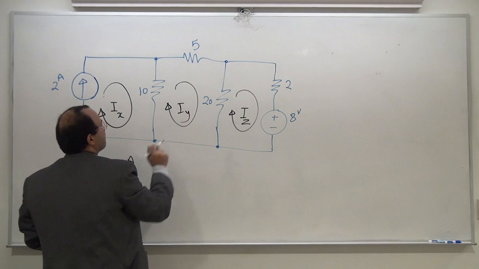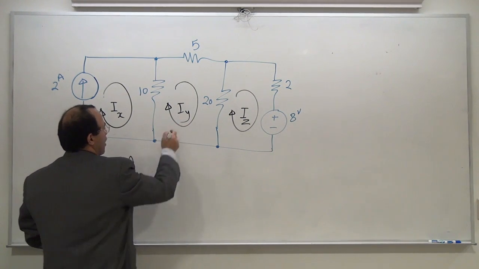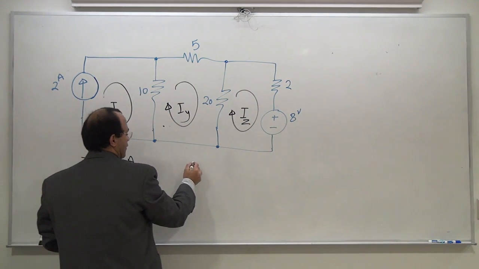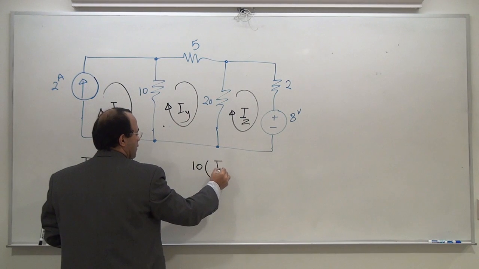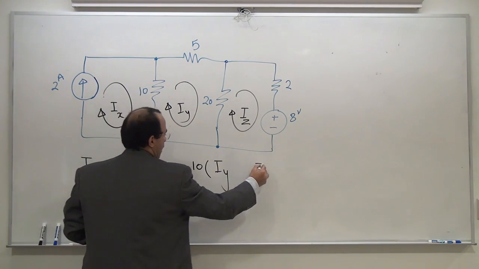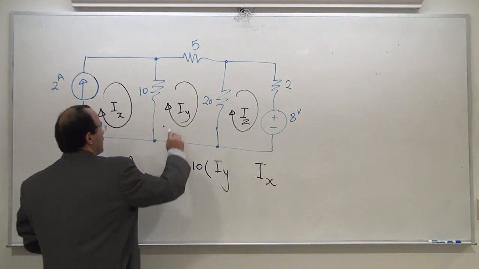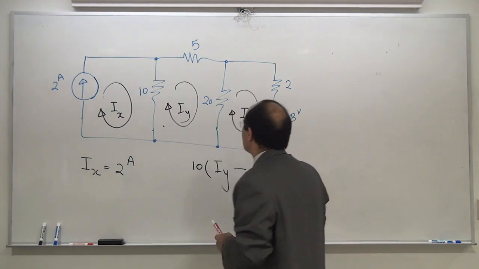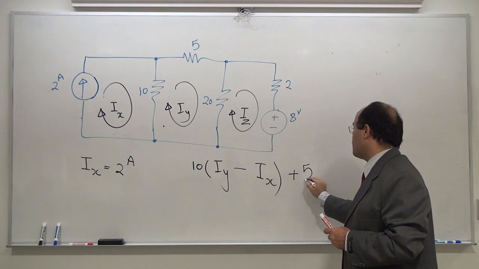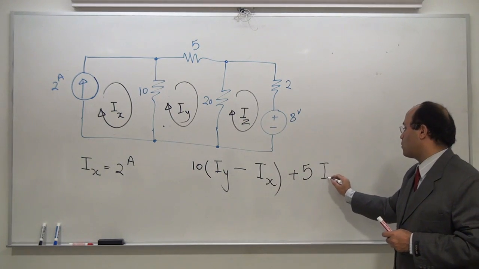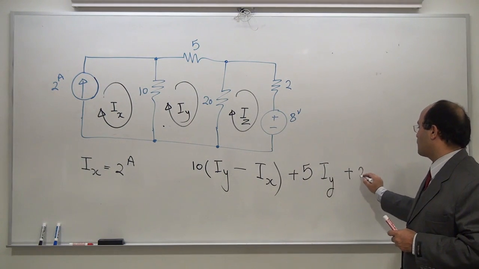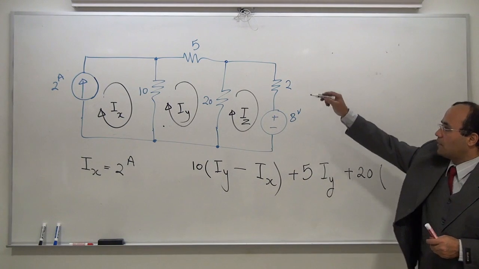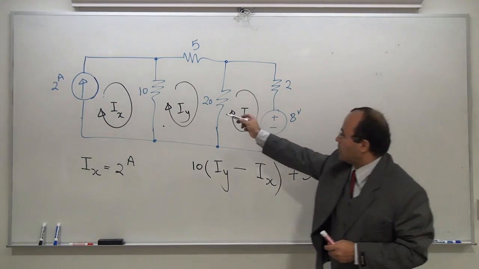Loop number Y. Loop label Y. So I'm going to start from this point. It's going to be 10 times Iy. Iy is the leader. Ix is the follower. This is going this way, and this is opposing it. It's minus. This I have 5, and only Iy is going through this. Then I have 20, and I can see Iy is going this way through the 20.